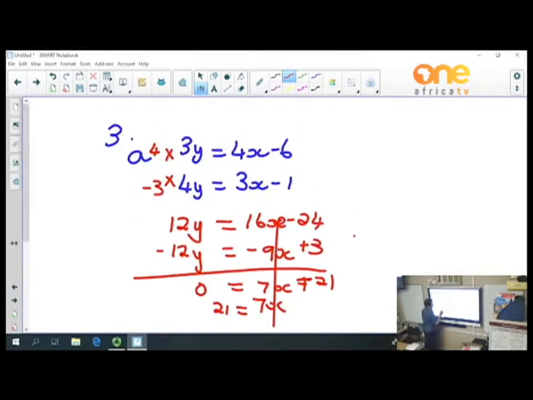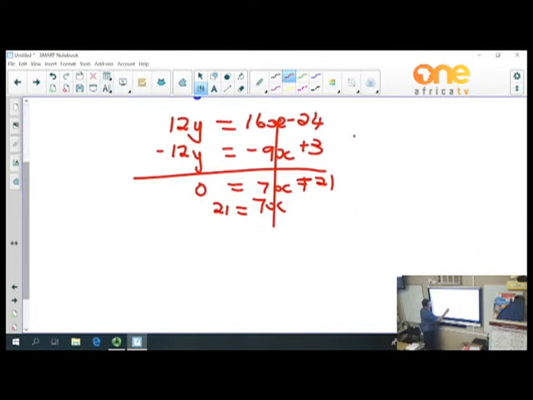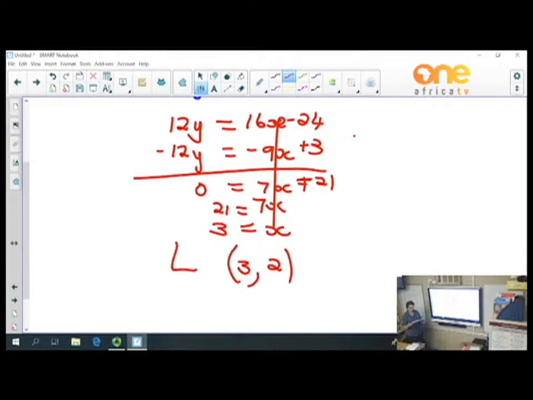x is equal to 3. And the y value, you can go back in any of the others. What do you have? 3, 2. So this is the coordinates of L, the point L.